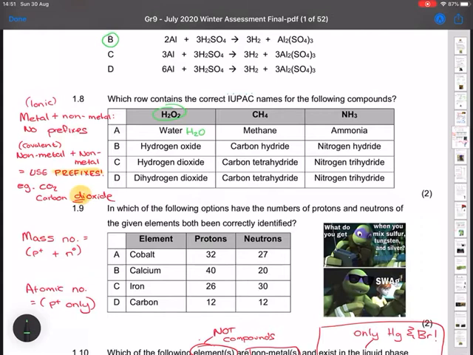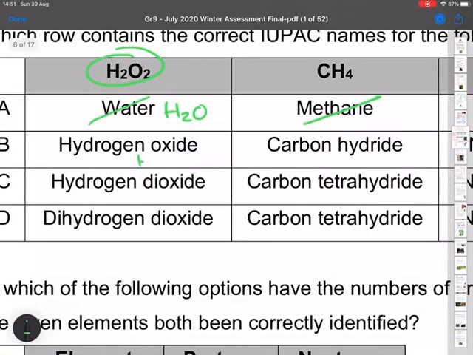Okay, so let's go through this. So this is why water is a common name. Ammonia is also not an IUPAC name, it's a common name. Same with methane. So hydrogen oxide, the formula for this compound would be HO or OH. And you've got H2O2, so that's not right. Okay, hydrogen dioxide, that would be water. No, sorry, no, it wouldn't. That would be HO2, 2 oxygens. That's not what you've got.